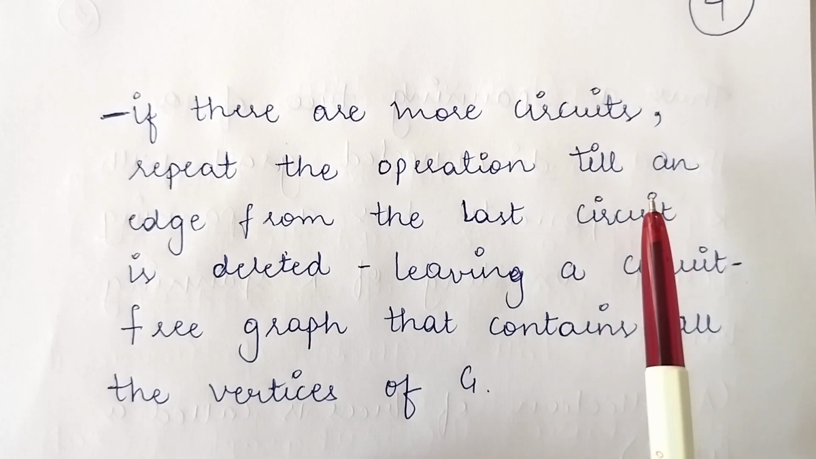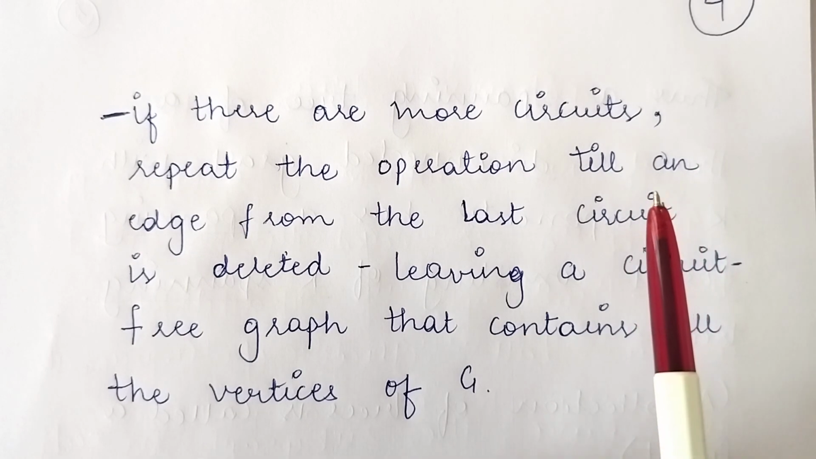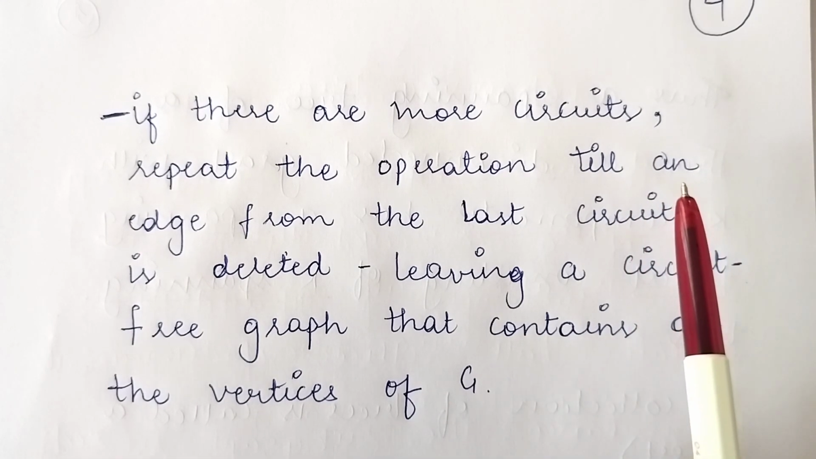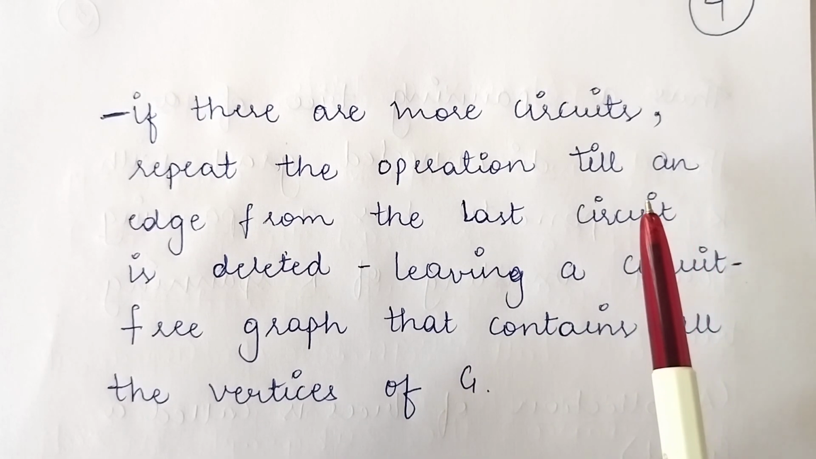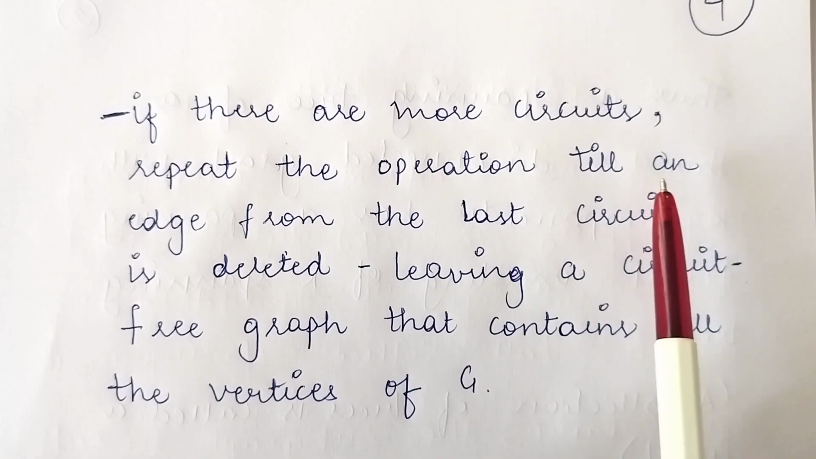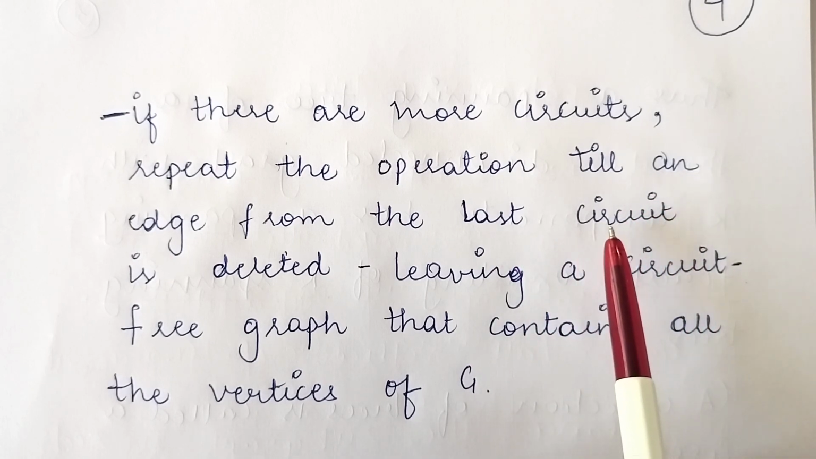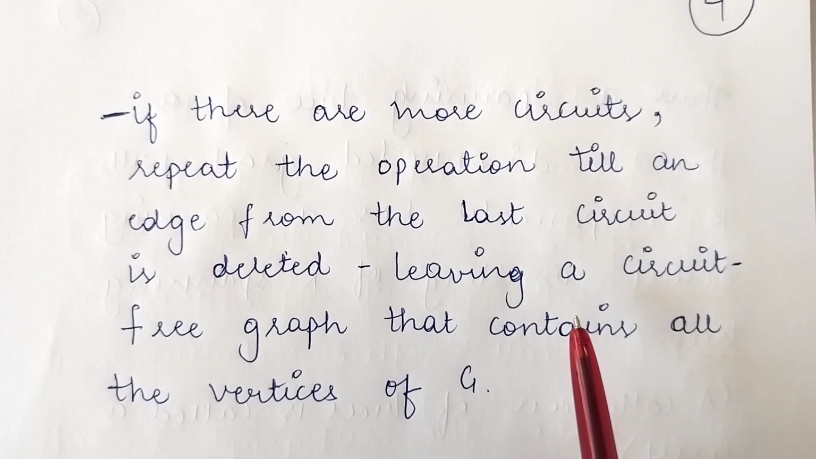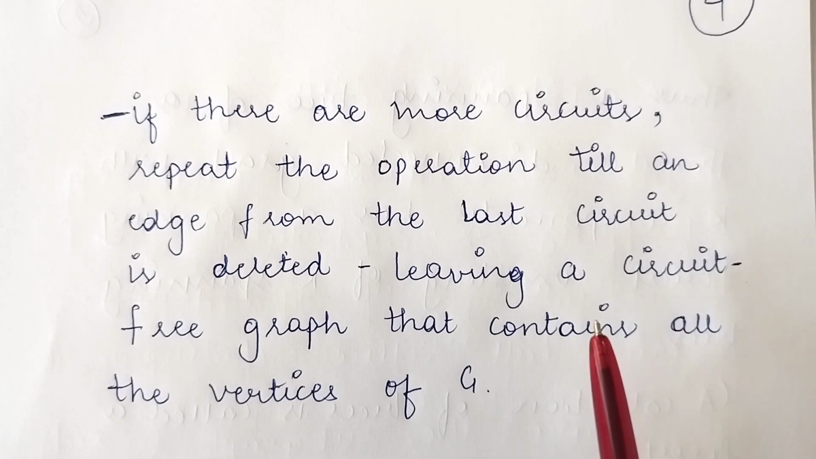That means after removing one edge, you found that there are still circuits in the graph, then you remove one more edge. Then after removing that second edge, if you still see circuits in the graph, remove one more edge, right? Till the graph is connected. So removing one more edge or two more edges from the last circuit leaves the circuit free graph. Now the graph becomes circuit free. So you have to basically keep removing the edges from the last circuit, right?